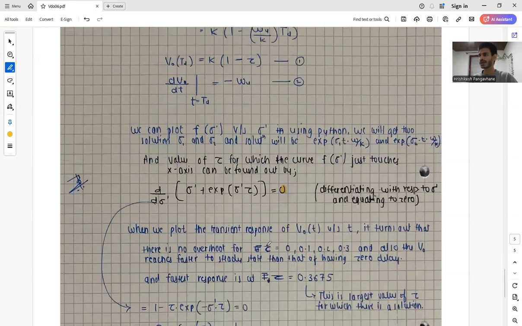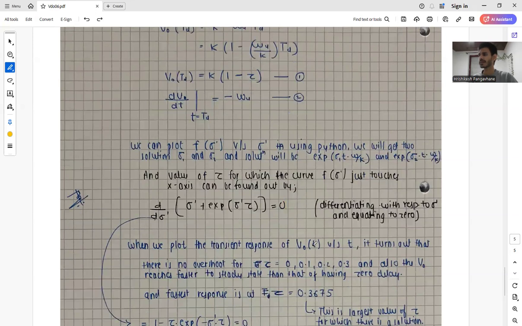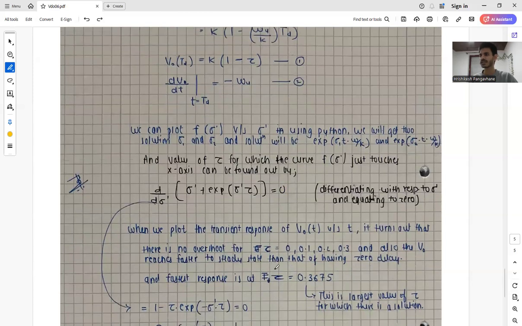So when we plot the transient response of v naught of t versus t, it turns out that there is no overshoot for tau equals 0, 0.1, 0.2, or 0.3. And we saw the curves for the exact same values, and also v naught reaches steady state faster than that of having td equals 0 or zero delay, and the fastest response is at tau equals 0.3675, and this is the largest value of tau for which there is a solution.